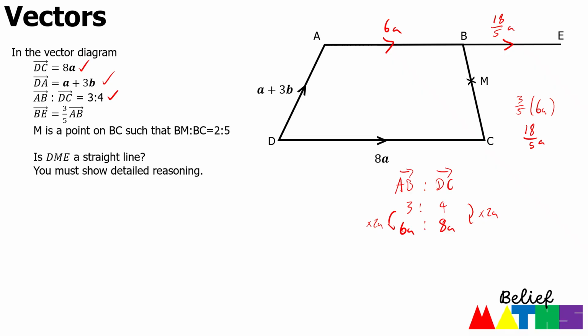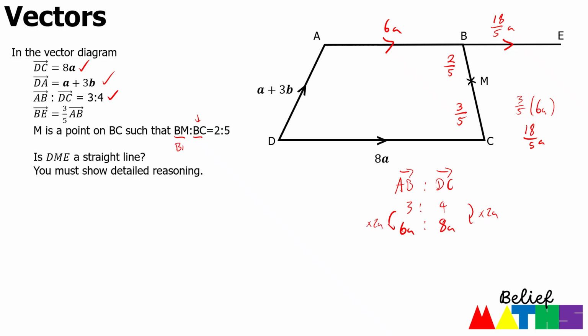It then says M is a point on BC such that BM to BC is 2 parts to 5 parts. So we have to read this very carefully. BC is the whole line. BM is 2 parts out of 5, and MC is 3 parts out of 5. And we have to be careful with that because BC is the full length of the line.